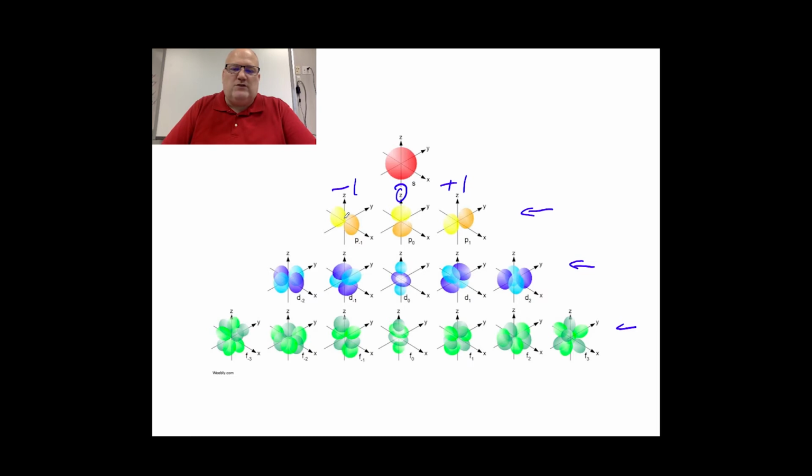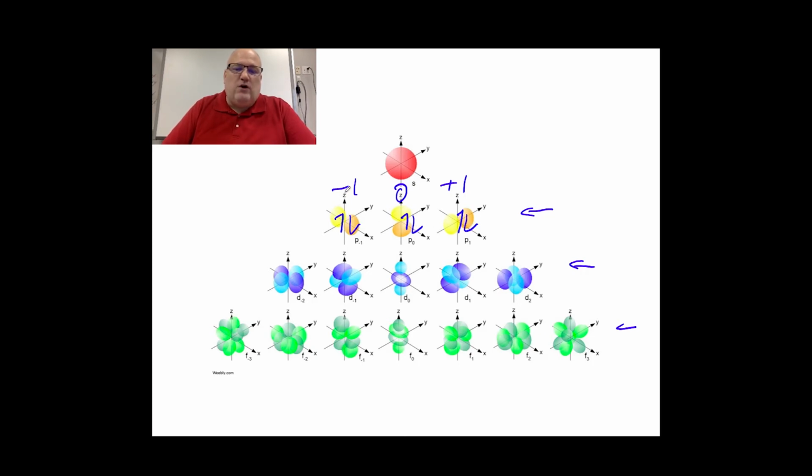So the first orbital that we put electrons in is going to be the -1, then the 0, then the +1. And since we can put 2 electrons into any set of orbitals, the way we would put electrons in is we would put 1 in here, then 1 in here, then 1 in here, and then go back and go 1 here, 1 here, and 1 here.